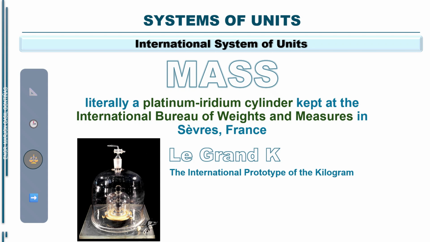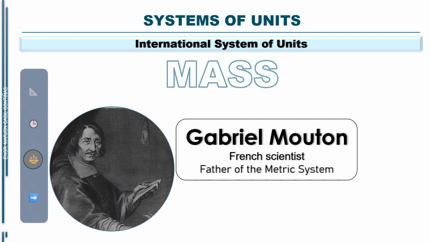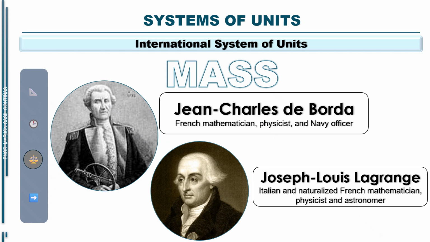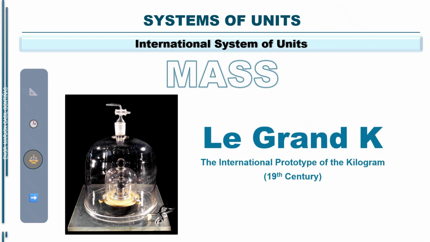But here's something fascinating. The man behind the drive for a standardized system of measurements, including the kilogram, was Gabriel Mouton, a French scientist from the 1600s, often called the father of the metric system. However, it wasn't until the late 18th century that French revolutionaries pushed for a universal system based on natural constants, with scientists like Jean-Charles de Borda and Joseph-Louis Lagrange leading the charge. Fast forward to the 19th century, and that's when the international prototype kilogram, Le Grand K, was created.